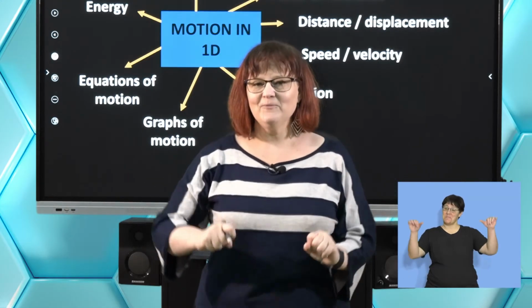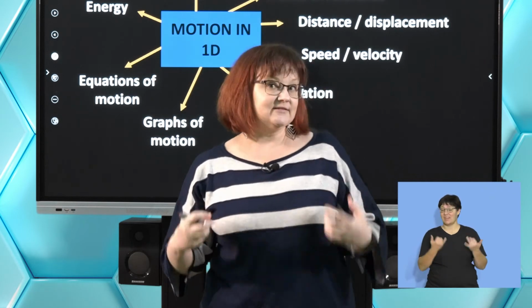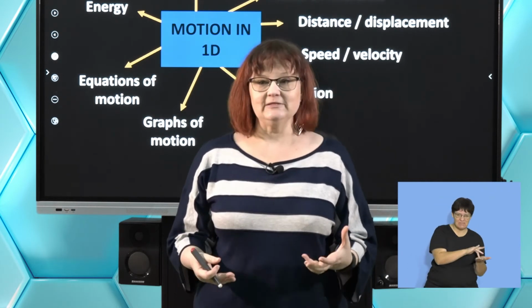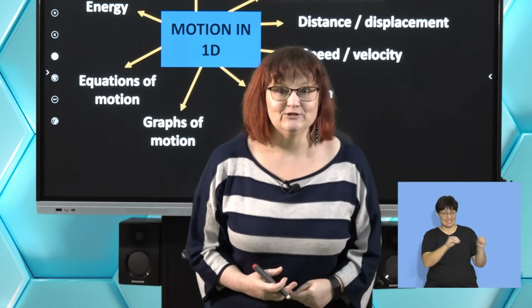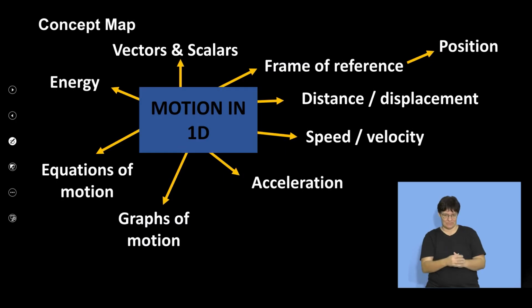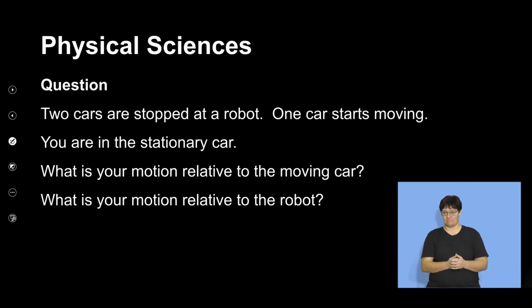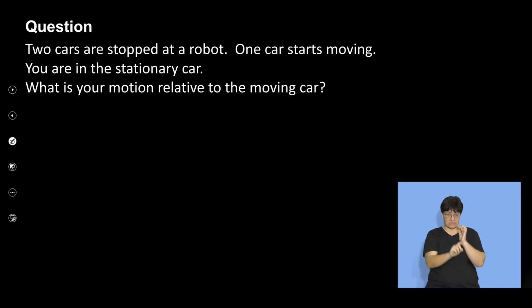Welcome back, everyone. Now, because we understand position and distance and displacement, now we need to do some calculations. So, two cars are stopped at a robot. One car starts moving. You are in the stationary car. So now we're going to say, what is your motion relative to the moving car, and what is your motion relative to the robot?